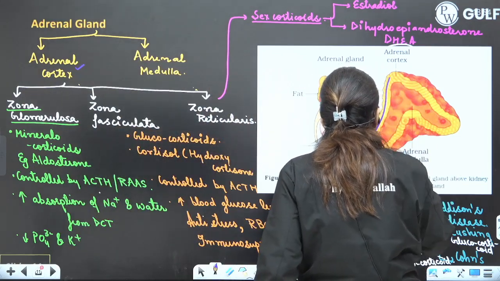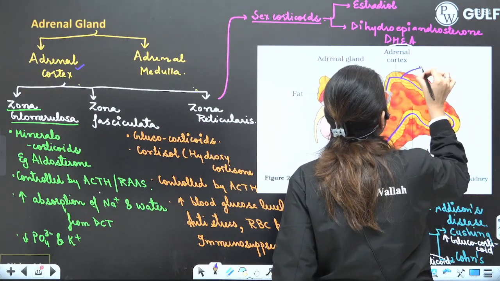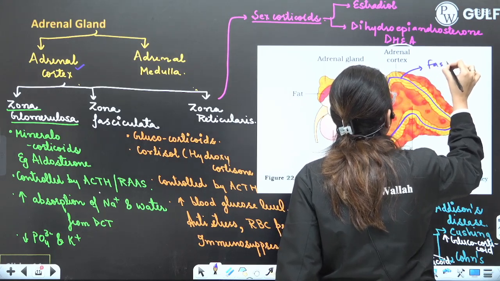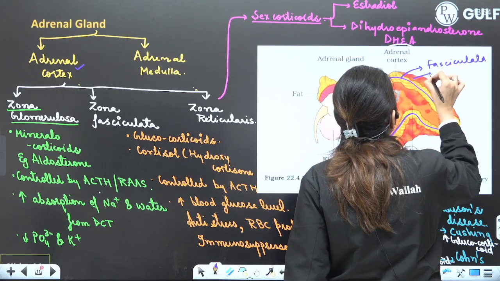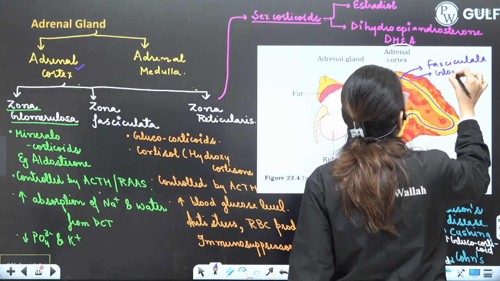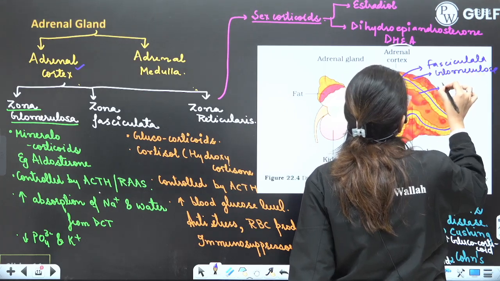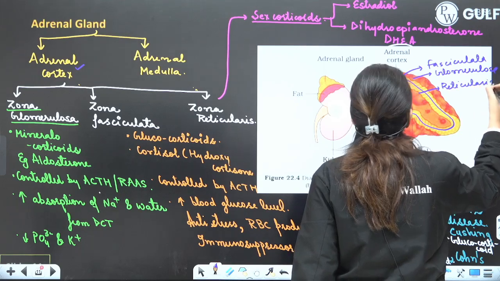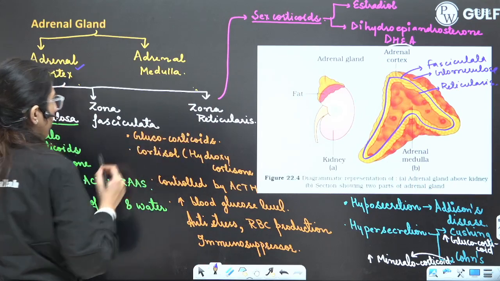Three layers are present, out of which the middle layer is termed fasciculata, which is the thickest one. The outer is glomerulosa and the inner one is reticularis. Three layers are there. So similarly, zona glomerulosa, zona fasciculata, and zona reticularis.